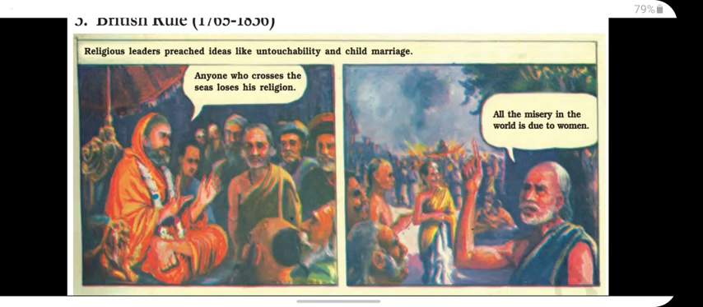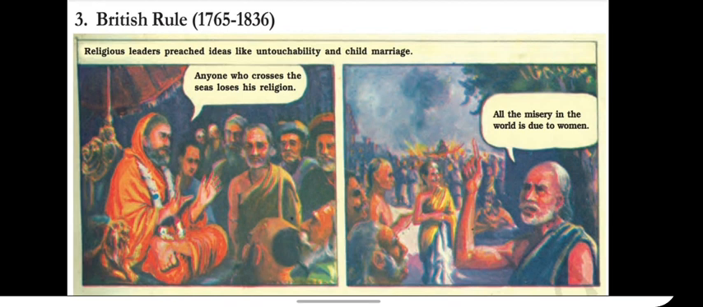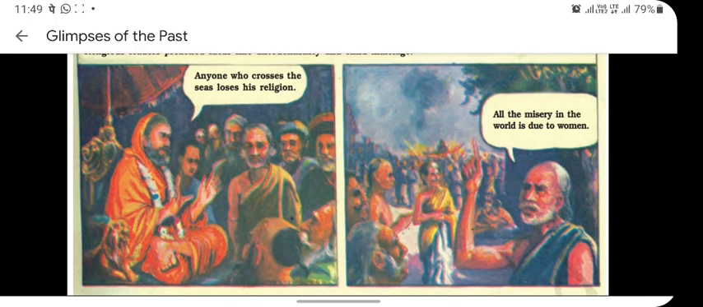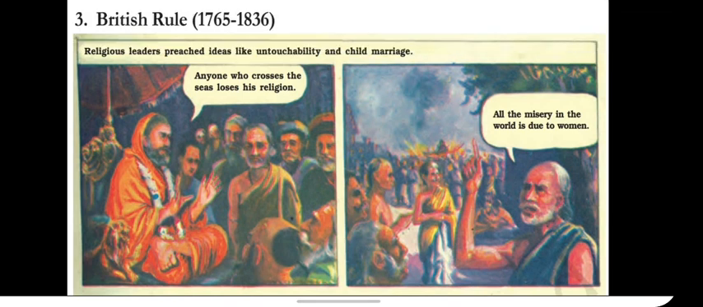Okay, moving on. Now the third one is called British rule. Now, as we have seen, Britain, or should I say the East India Company of Britain, came to India and started conquering India, right, with the help of short-sighted Indian rulers. And therefore, now British rule has become powerful and they are dominant in the country.